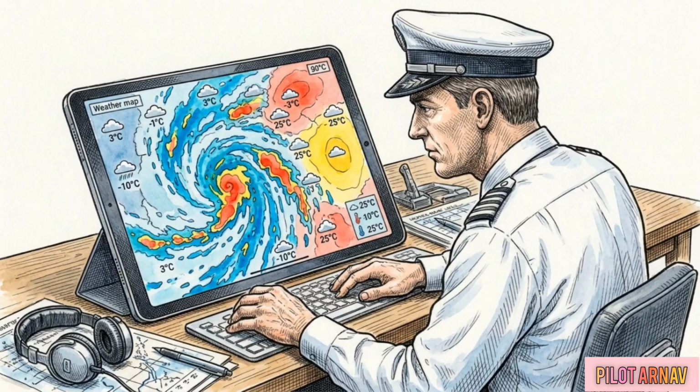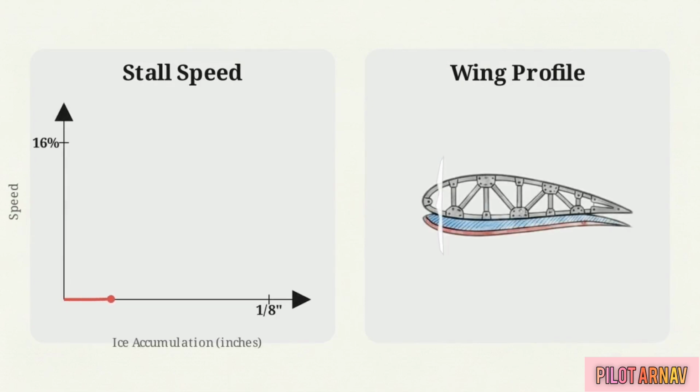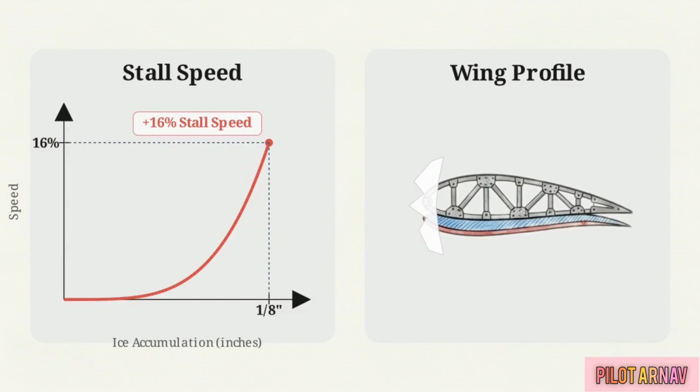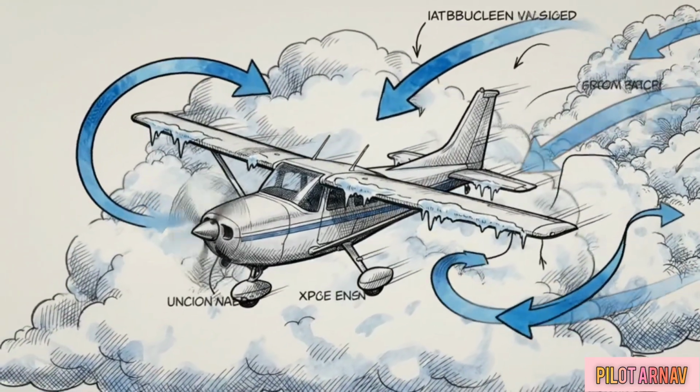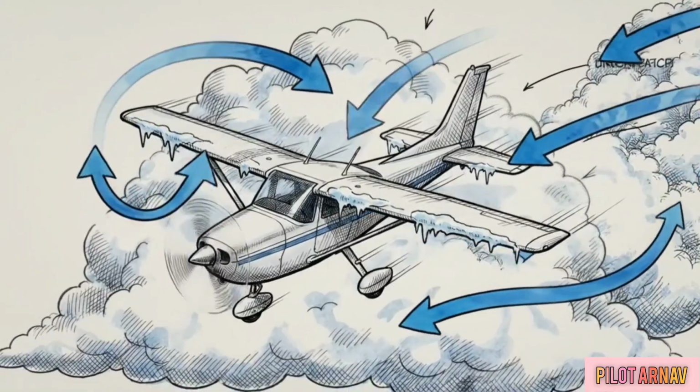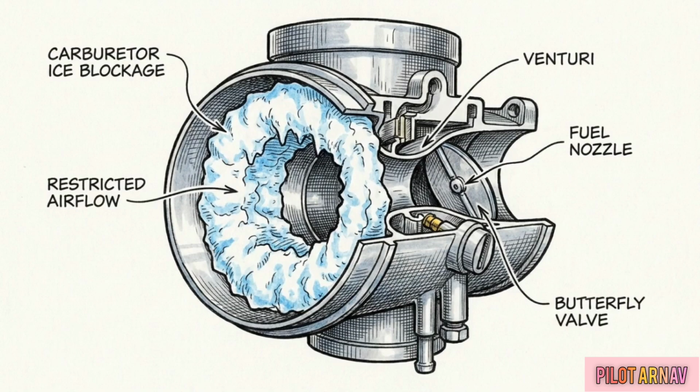A pilot uses a weather briefing to predict the micro-thermodynamics waiting inside a cloud based on its structure and base temperature. Once accretion begins, the aerodynamic penalty is immediate. The stall speed of a wing increases by up to 16% with the accumulation of just 1/8 of an inch of ice. Rapid accumulation forces the aircraft past its maximum gross weight and shifts the center of gravity, causing uncommanded pitch changes.